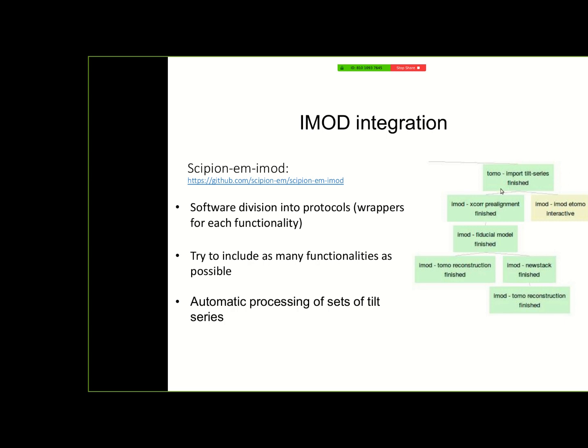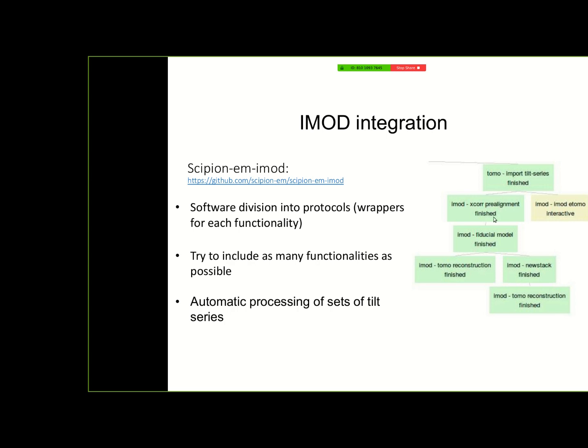So you import the 100 tilt series, and then you do a pre-alignment using IMOD Xcorr, and this pre-alignment is applied on the 100 tomogram tilt series, and then you can construct a fiducial model for those tilt series, for the 100 of them. And all these steps here on the left proceed automatically.